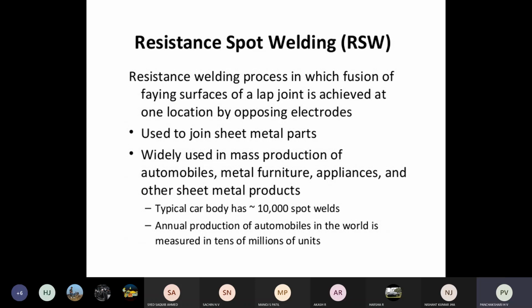So now, resistance spot welding. Already I have explained about resistance spot welding. I'm trying to relocate this bars tabs. It is not coming.